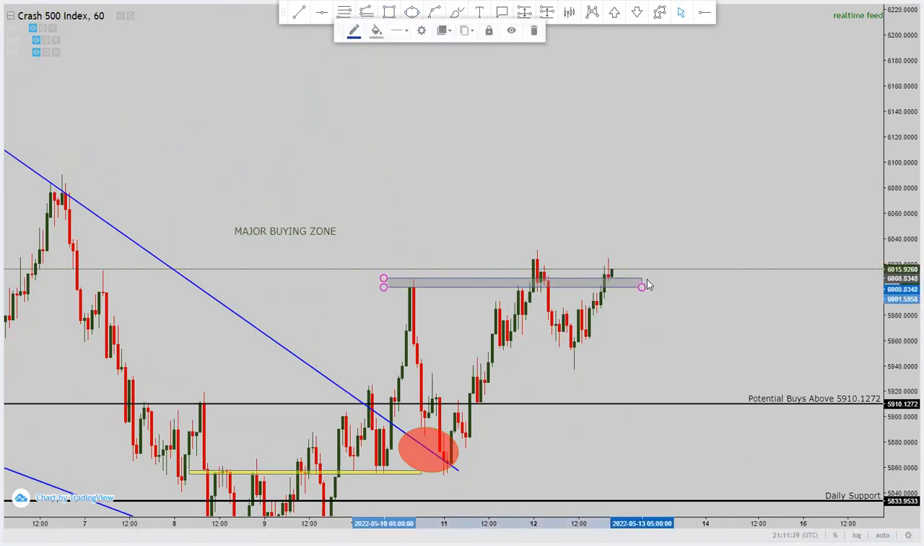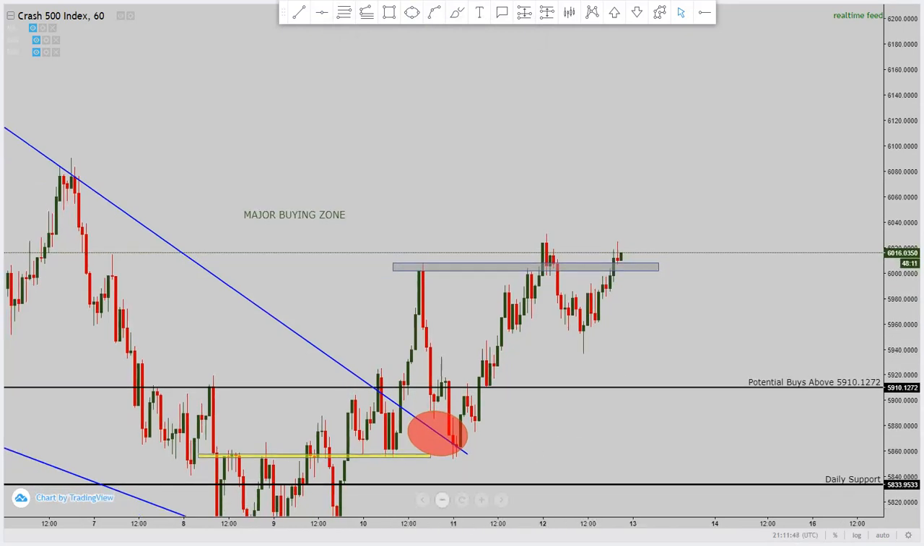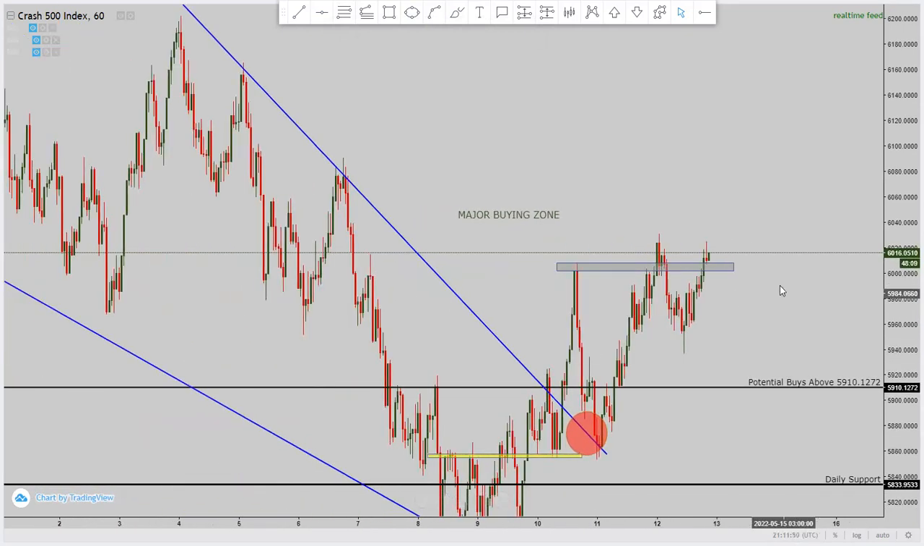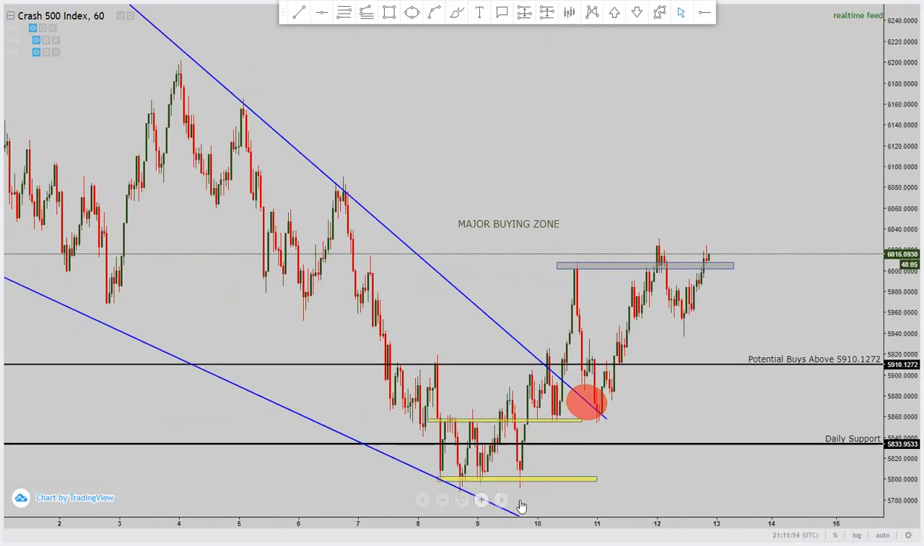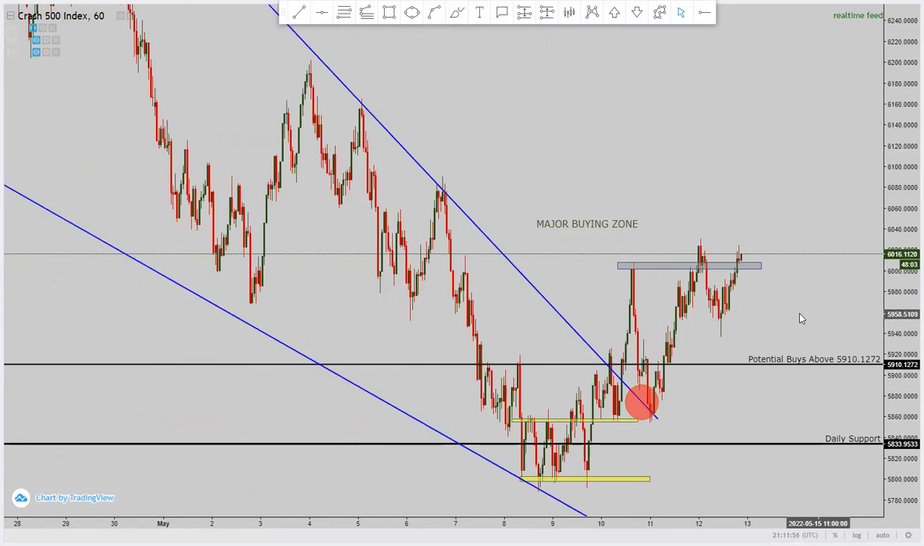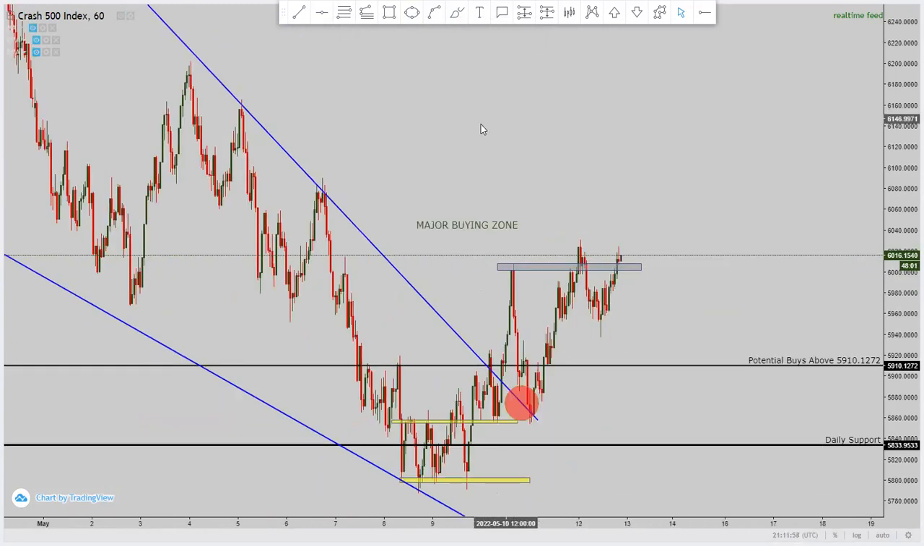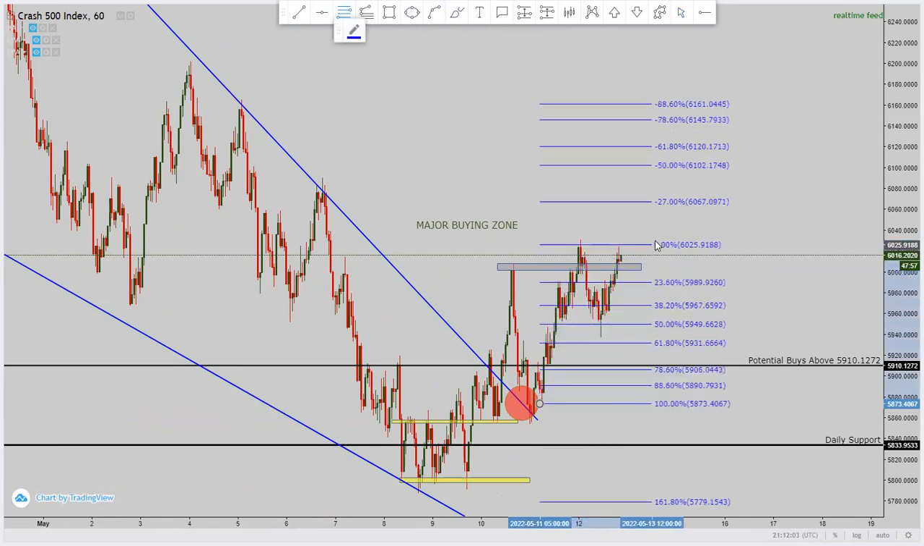If you check price right now, it broke the first time, came back in, and broke the second time. Now price is on top of our support there, which was a resistance before, but now it's a support. Even now, price is very much buyable.